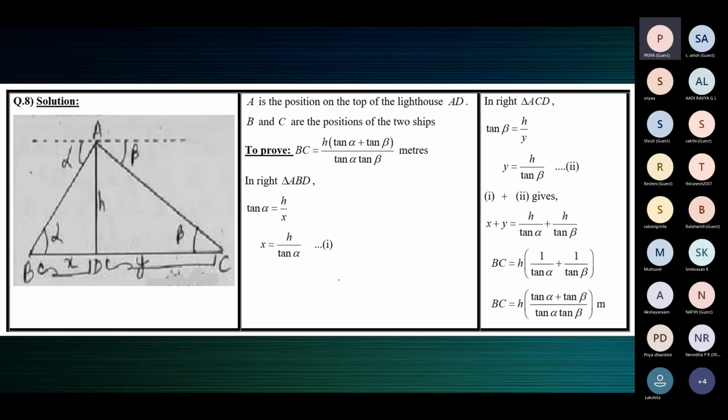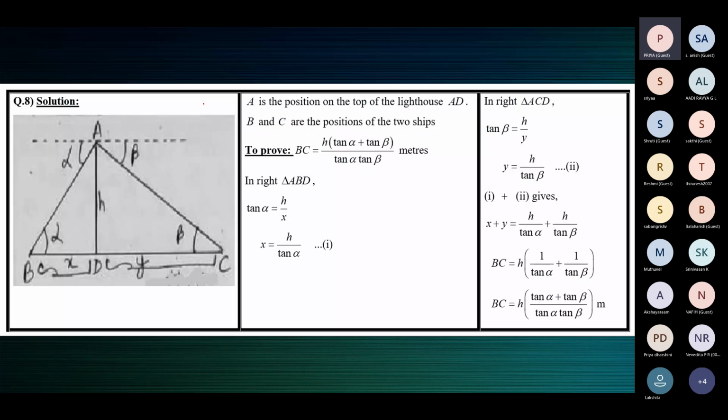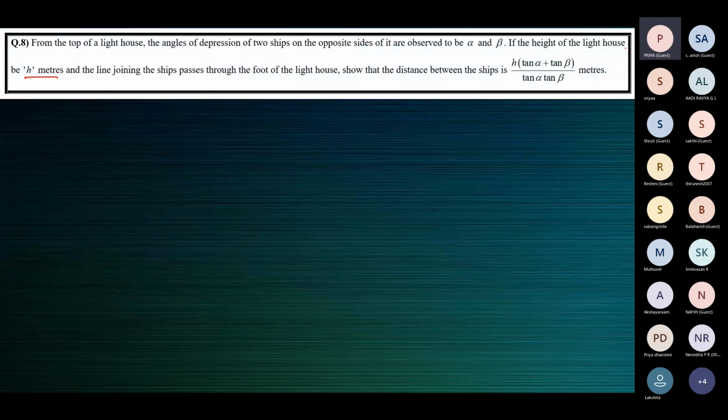So when you get BC equal to some expression, that means the distance between the two ships is given by that expression. I don't think I have anything much to say in this. This is a simple one. H is given in the question, H meters, and you can see H is also there in the result.